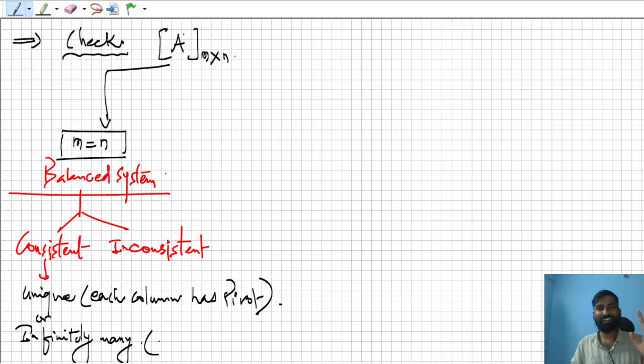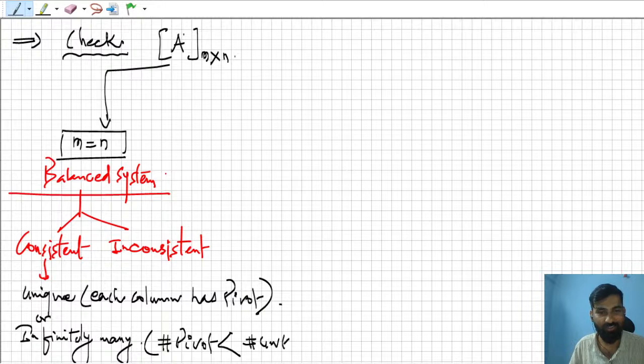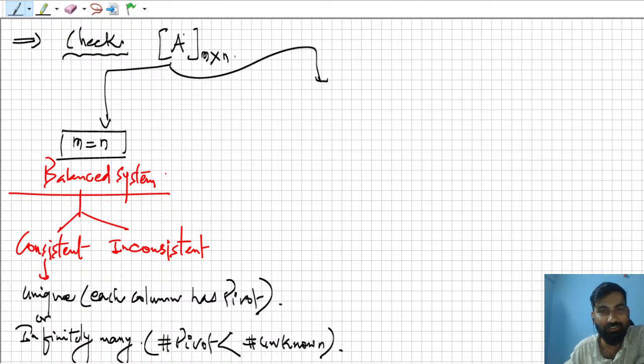I believe this is fine. If the number of pivots is less than the number of unknowns, then you will get infinitely many solutions. Okay, now the next situation.